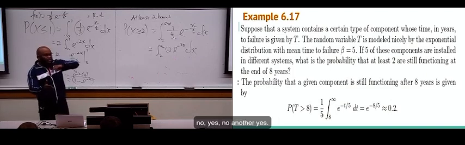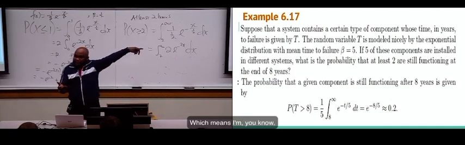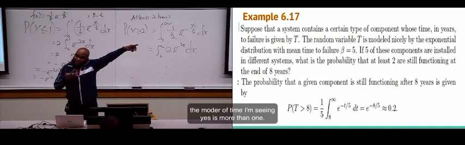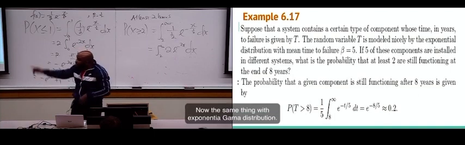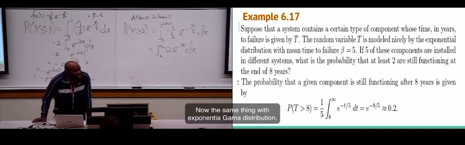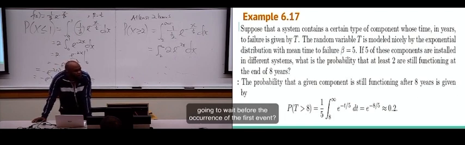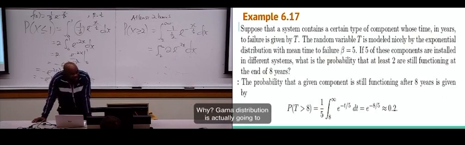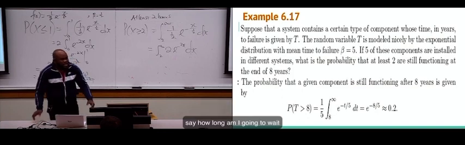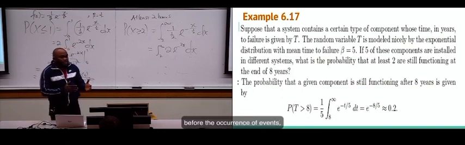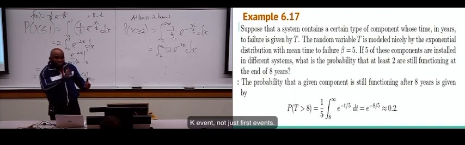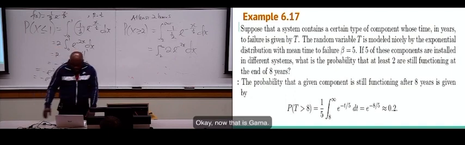No. Yes. No, another yes, which means the number of times I'm saying yes is more than one. Now, the same thing with the exponential and gamma distribution. The exponential is going to say, how long am I going to wait before the occurrence of the first event? Gamma distribution is actually going to say, how long am I going to wait before the occurrence of event K, not just the first event. Okay, now that is gamma.